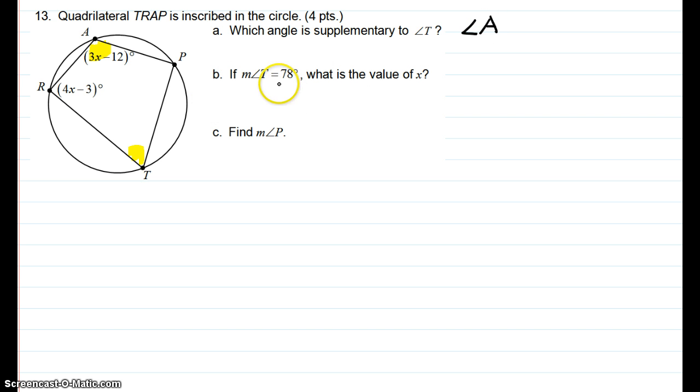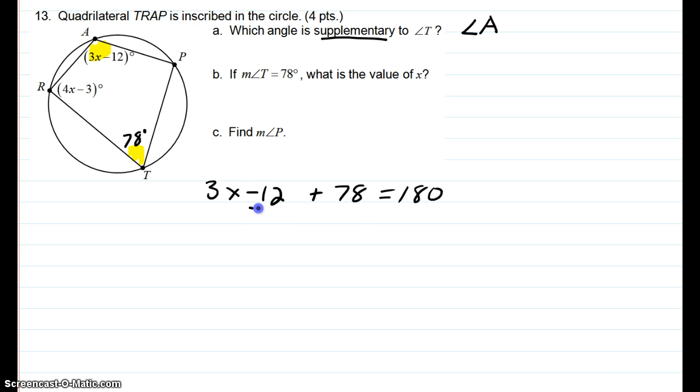If the measure of angle T is 78, so they tell us that this is 78 degrees, what's the value of x? If you just look at these two angles, this is an obtuse angle, this is an acute angle. Do not make these two angles equal. Like we just said in part A, the angles are supplementary. So we're going to take 3x minus 12 and add the 78 and make it equal 180.